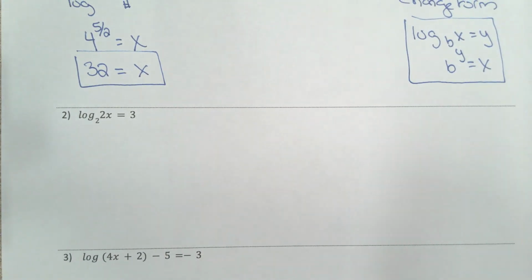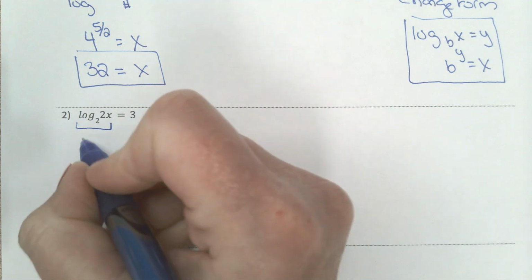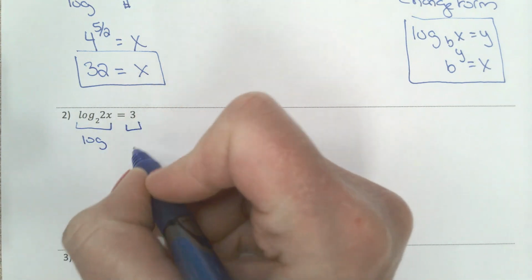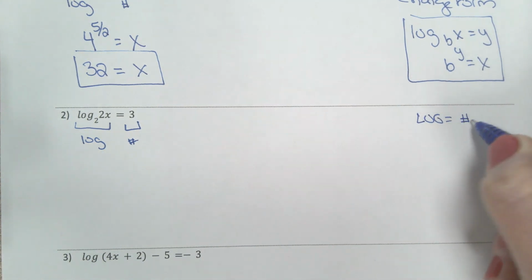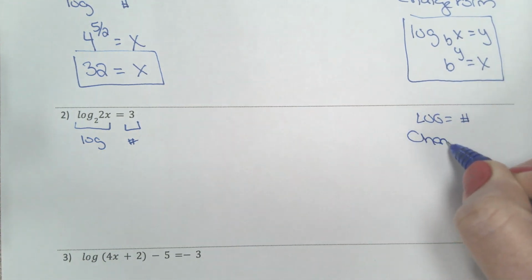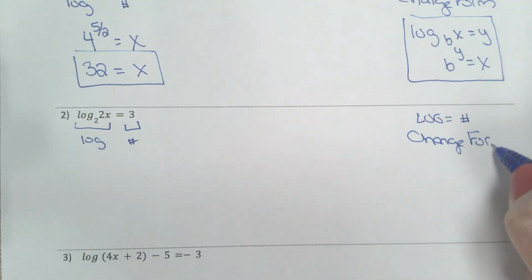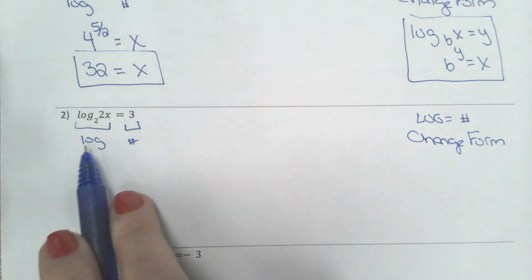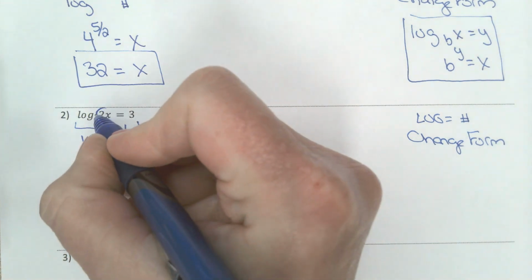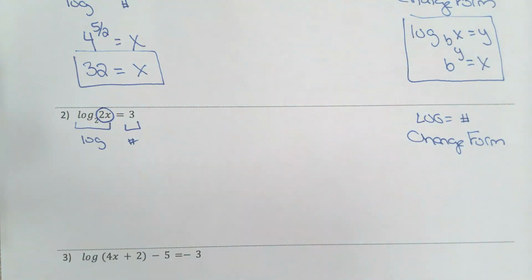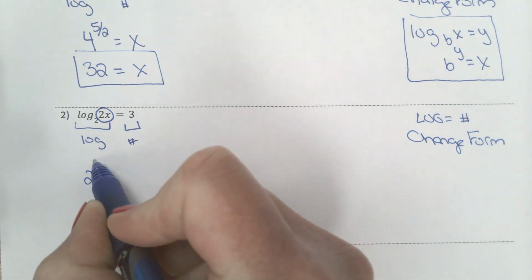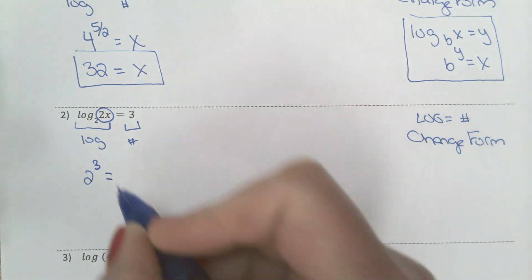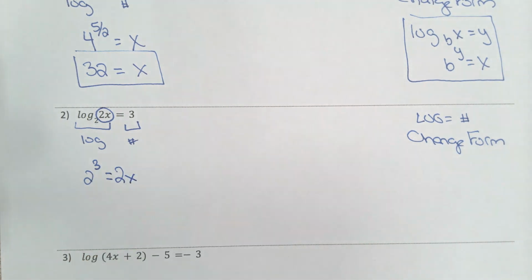On the next one, this is still in the form log equals number. So anytime you have log equals number, I want you to change form. So the 2x, you might want to circle that or put parentheses around it. That is functioning as one unit together. So the base is your 2, the 3 is your exponent, and that equals 2x.